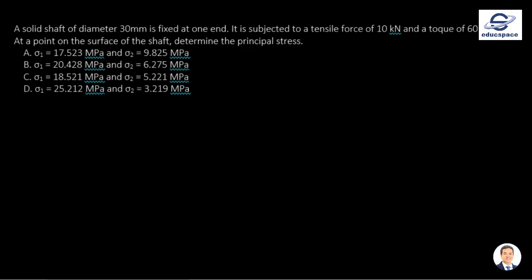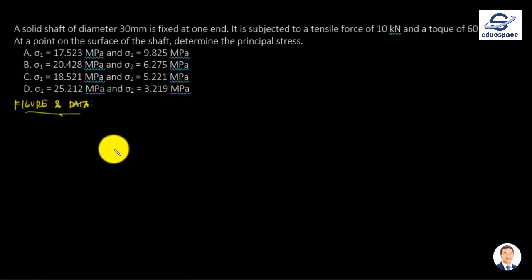Alright, problem number 3 for theories of failure. A solid shaft of diameter 30 mm is fixed at one end. It is subjected to a tensile force of 10 kilonewtons and a torque of 60 newton meter. At a point on the surface of the shaft, determine the principal stresses. Okay, so figure and data. We have a combined stress here.